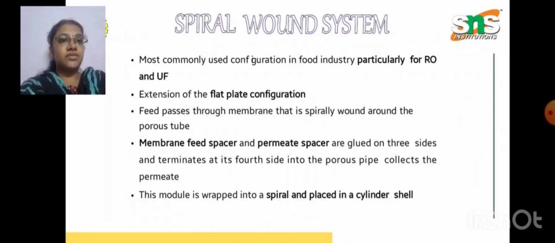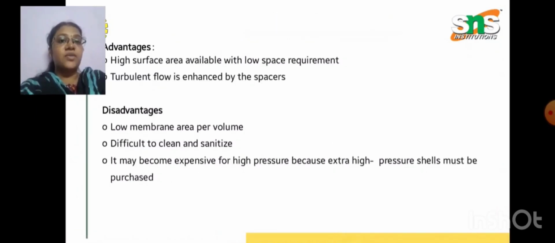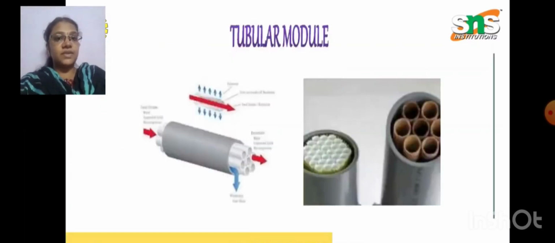The spiral wound system is mainly used in the food industry, where RO and ultrafiltration are required. They go for spiral wound system membranes. This model is wrapped like a spiral and placed in a cylinder shell. The main advantage is that turbulent flow is enhanced by the spacers, and it has a high surface area. But the disadvantages are that it is difficult to clean and sanitize, and also most expensive for high pressure because extra high pressure shells must be purchased.